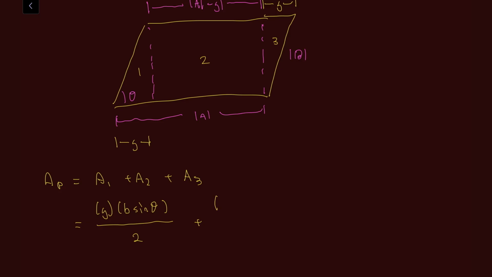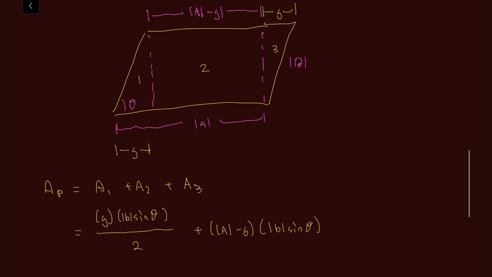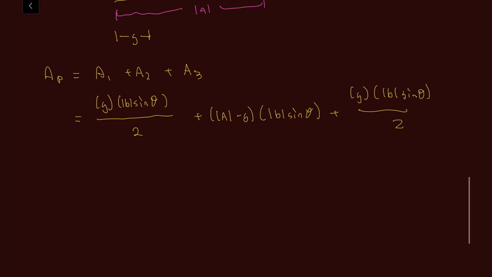Now the area for the rectangle 2 is its base times its height. So its base is going to be A minus G. Actually, I will do it as a magnitude, just to be consistent. Let me fix it real quick. A minus G times its height, which is, again, the magnitude of B sine theta. And for the last triangle, area 3, it's going to be its base, which is G, times its height, B sine theta again, divided by 2. Got it? I hope that makes sense. Now, term 1 over here and term number 3 are exactly the same.